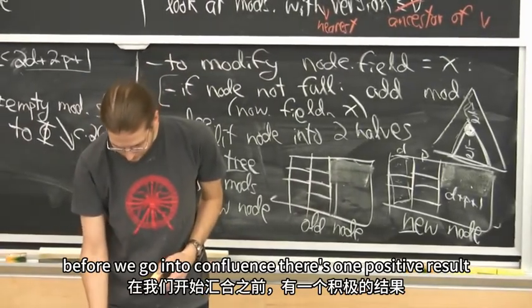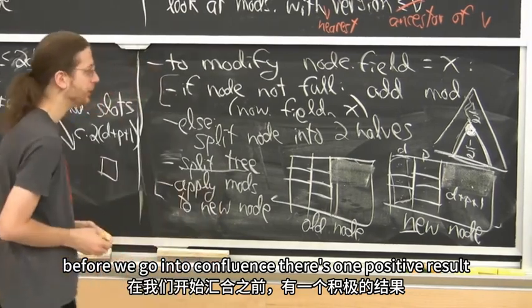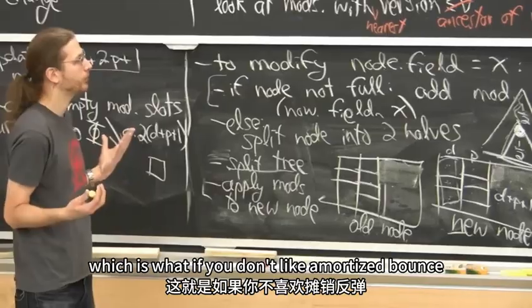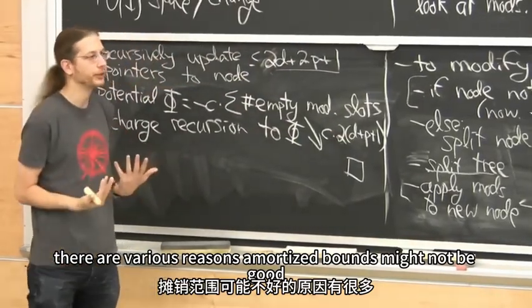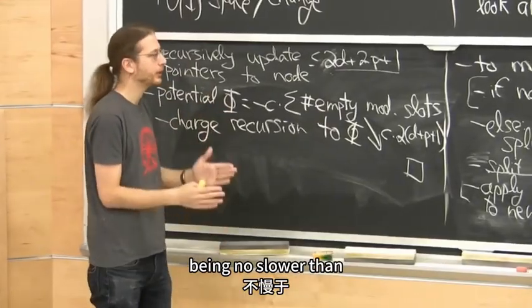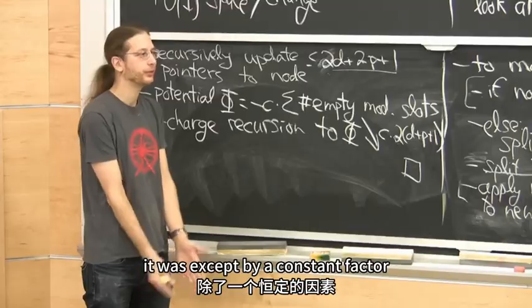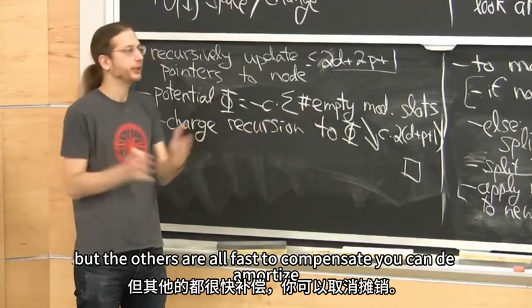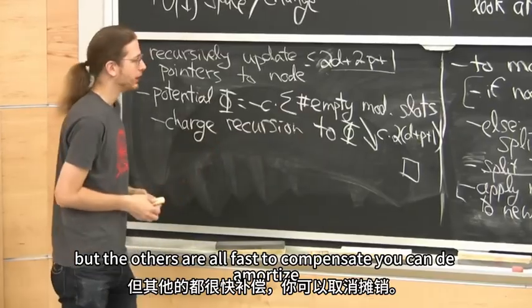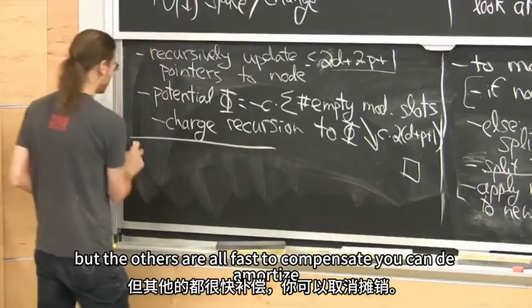Before we go on to confluence, there's one positive result, which is, what if you don't like amortized bounds? There are various reasons amortized bounds might not be good. Maybe you really care about every operation being no slower than it was, except by a constant factor. We're amortizing here, so some operations get really slow, but the others are all fast to compensate. You can deamortize.